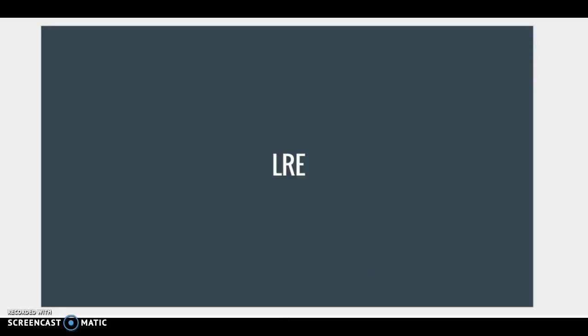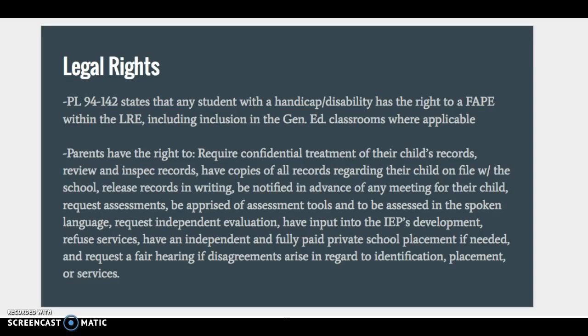Next up is the least restrictive environment. So your legal rights for your student in Public Law 94-142 states that any student with a handicap or disability has the right to a free and appropriate public education within the least restrictive environment, including inclusion into the general education setting where applicable. So basically, you have the right to be in the gen ed classroom if the proper accommodations can be made for you.